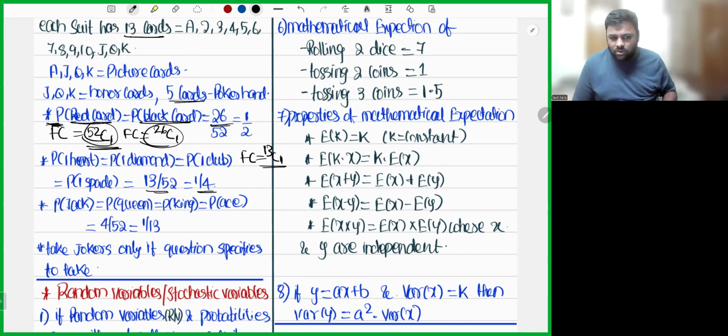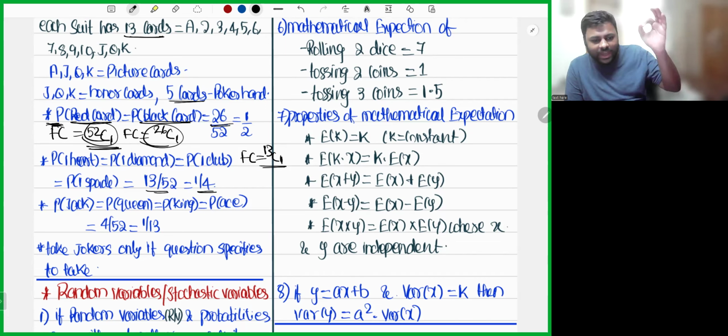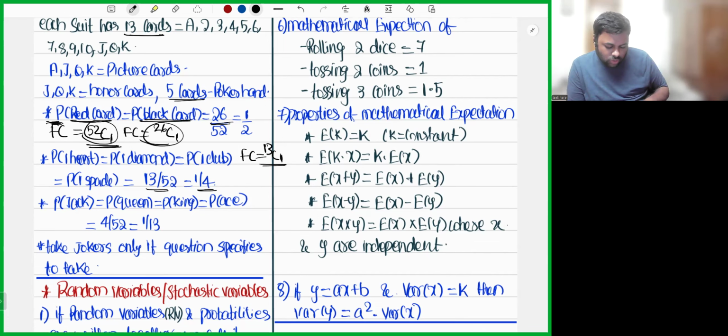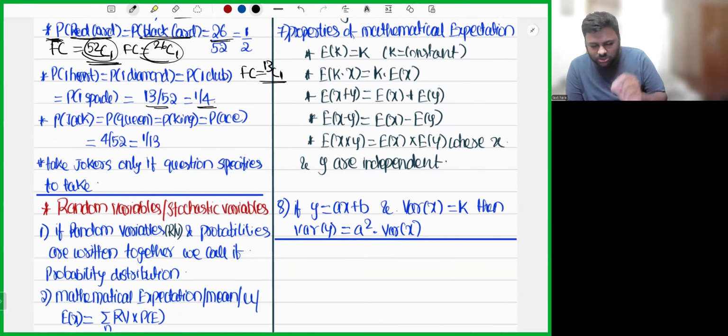I'll directly ask the question: what is the probability of picking a heart? 1 by 4. What is the probability of picking a black card? 1 by 2. What is the probability of picking a queen? 1 by 13. What is the probability of picking an ace? 1 by 13. Next, take jokers only if the question specifies to take them. If not, please don't take them.